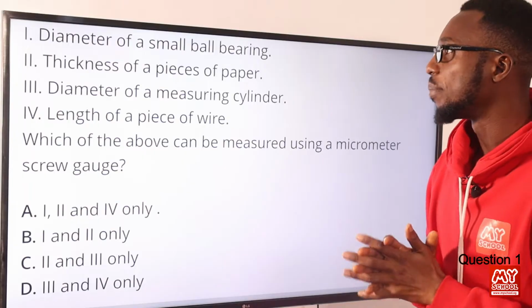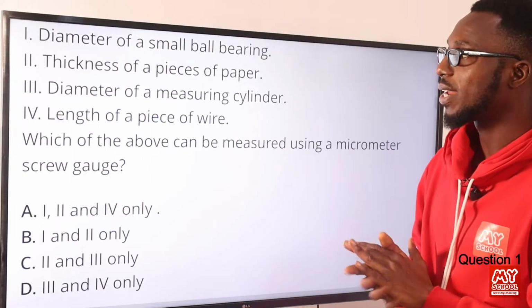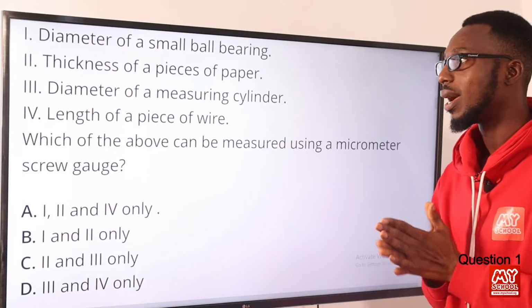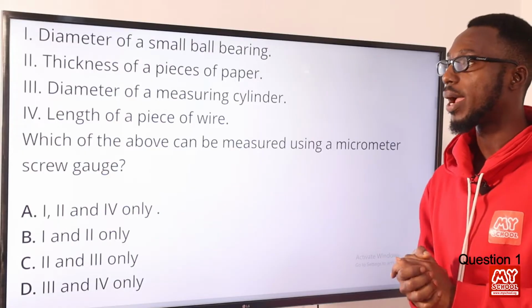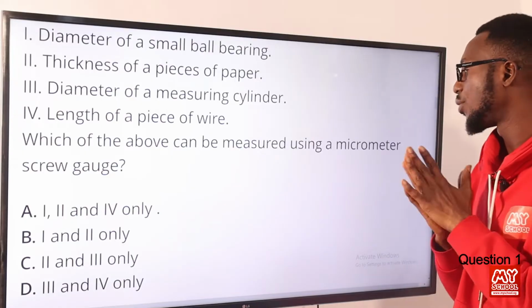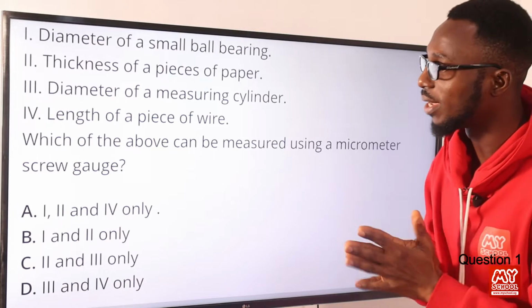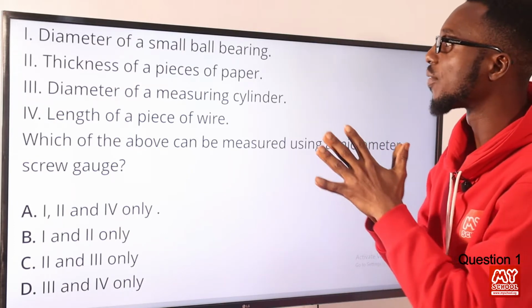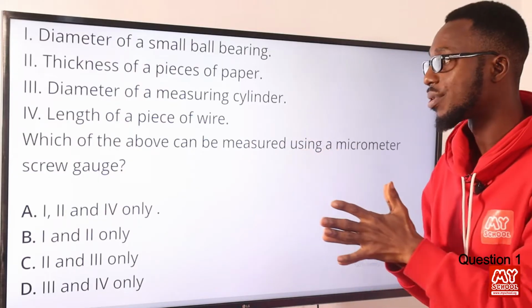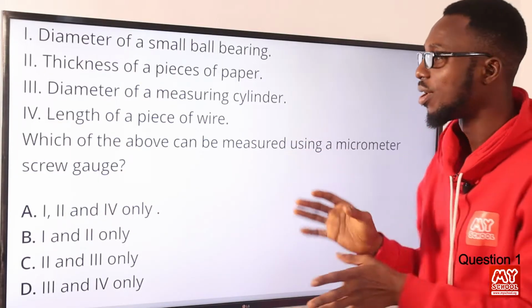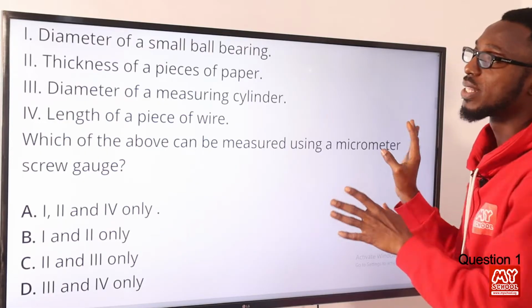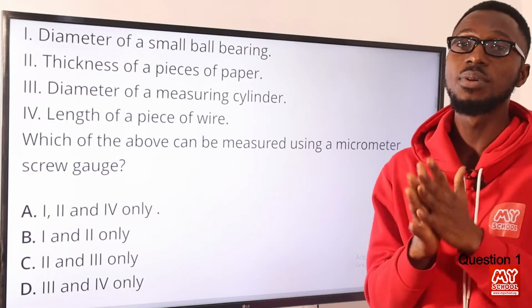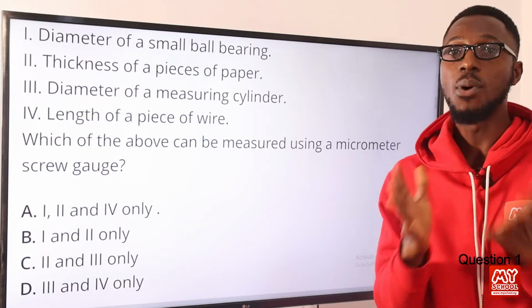Diameter of a small ball bearing, thickness of a piece of paper, diameter of a measuring cylinder, and length of a piece of wire. Which of the above can be measured by using a micrometer screw gauge? Depending on what diameter of small ball bearing we're talking about, maybe for greater precision, I can go for micrometer screw gauge, although some presentation will tell you that vernier calipers are more applicable.